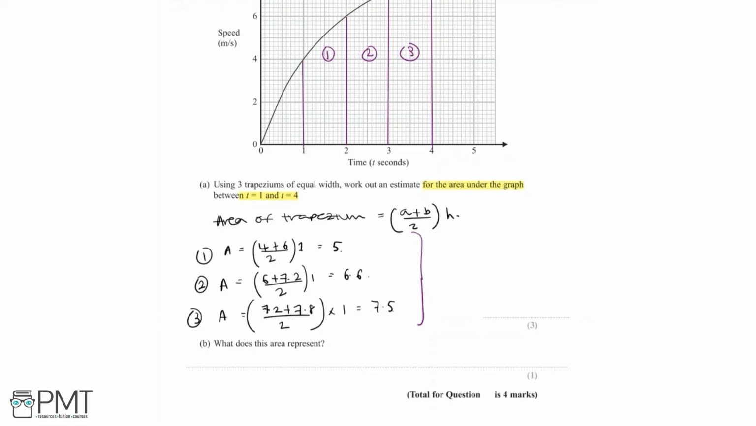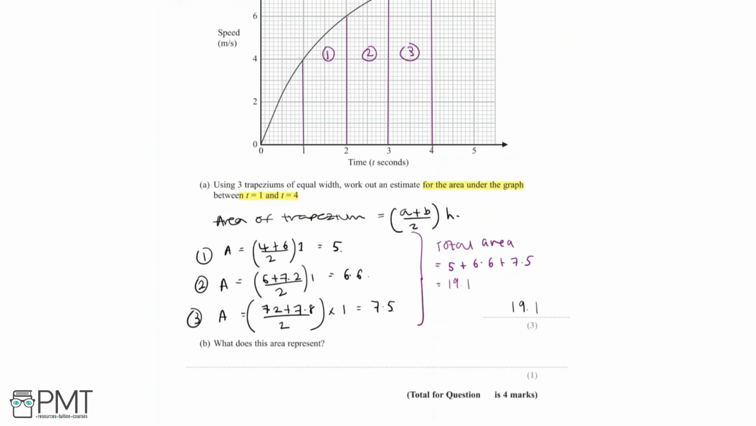And so using these areas, we can find the total area by adding the area of each trapezium. And so the total area would be equal to 5 plus 6.6 plus 7.5, which is equal to 19.1. And so we've now found that the total area under the graph between t equals 1 and t equals 4 is equal to 19.1.